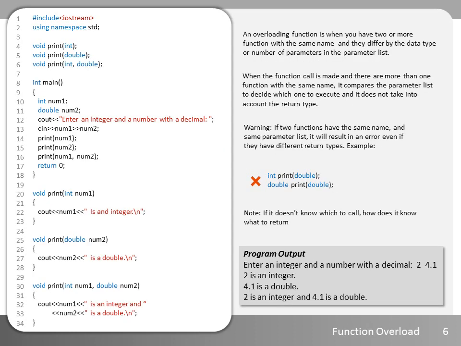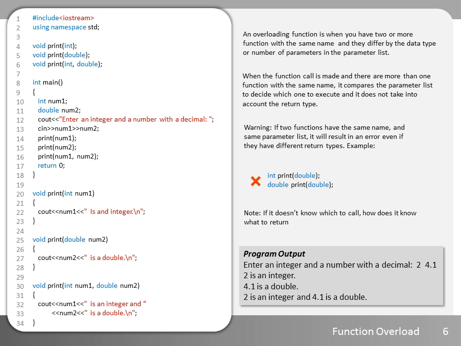Function overloading is when you have two or more functions with the same name, but different parameter lists. What happens is that at the time the function is called, as long as they have different data types and/or a different number of variables being passed, the compiler will choose the correct one.